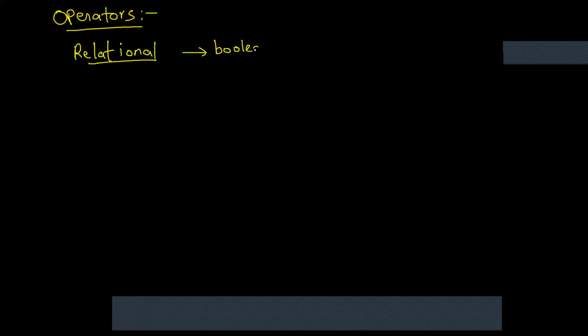So basically, we'll be learning operators now. Really important things. To make the conditions, I'm teaching the operators. So what are operators? First, I'll be talking about relational operators. So relational operators will be returning a Boolean value, a Boolean result.